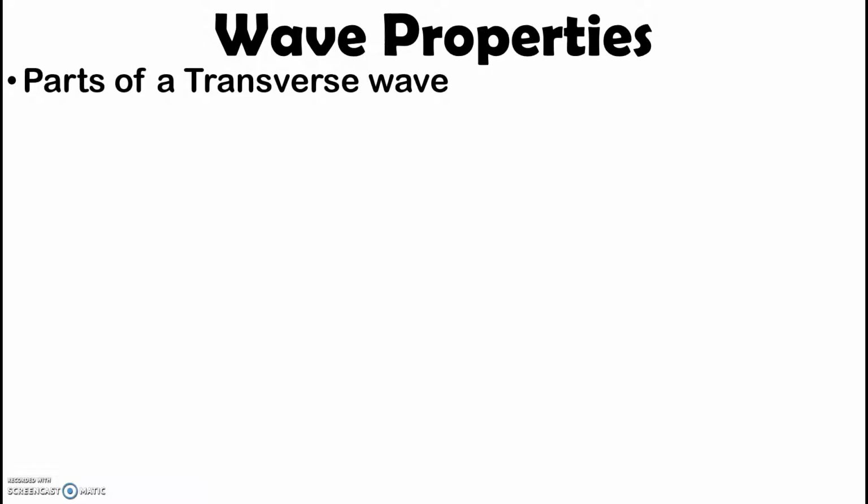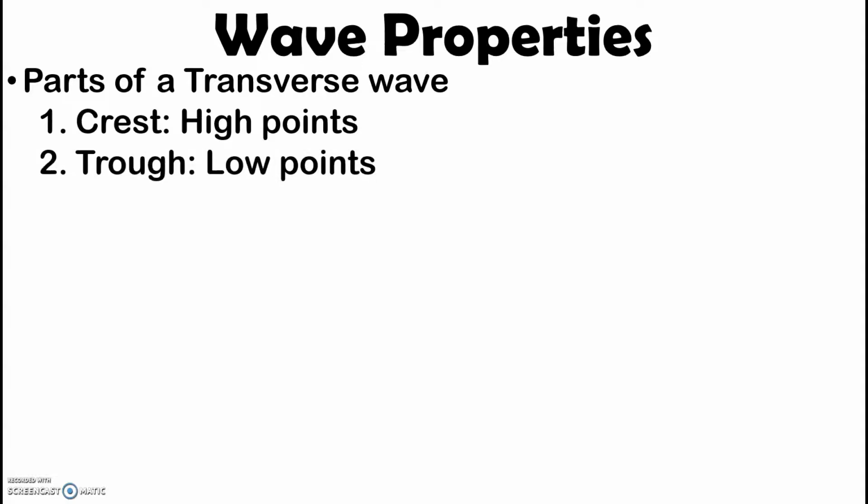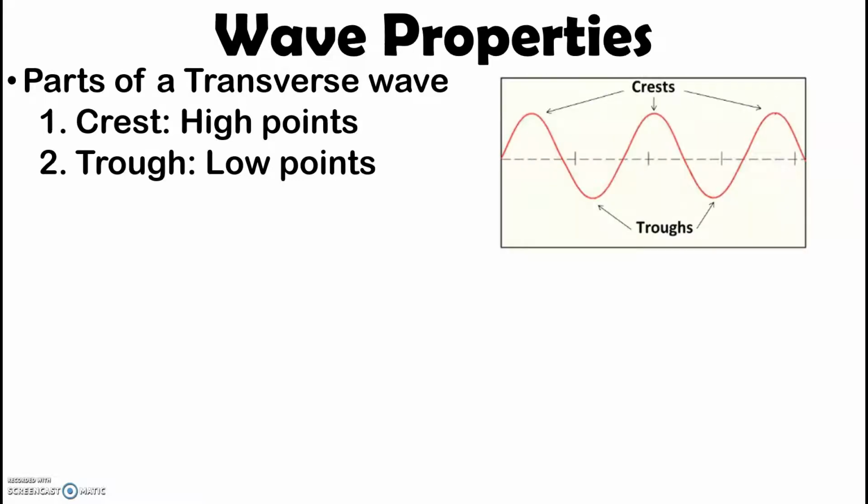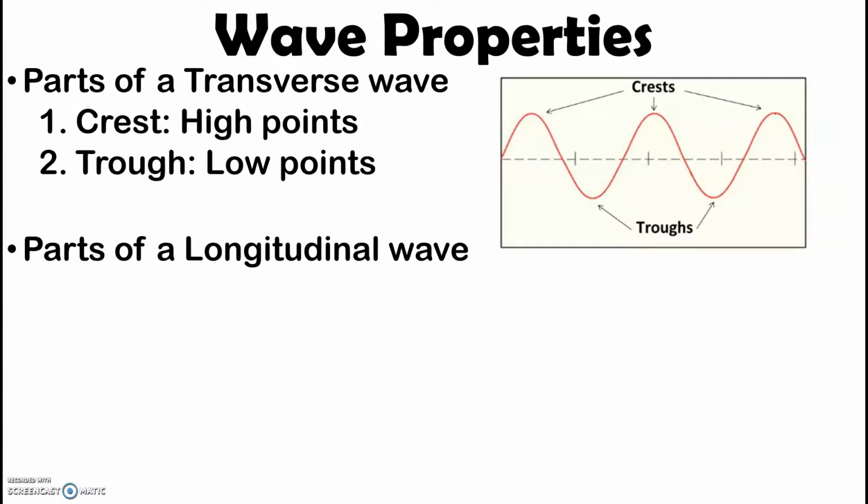Parts of a transverse wave. So let's talk about some wave properties. Let's talk about the different things that I'm interested in for you to know about a wave. So a crest is a high point. The highest point of the wave on a transverse wave is called the crest, and the lowest point is the trough. So right here we have a little graphic that shows crests and troughs.